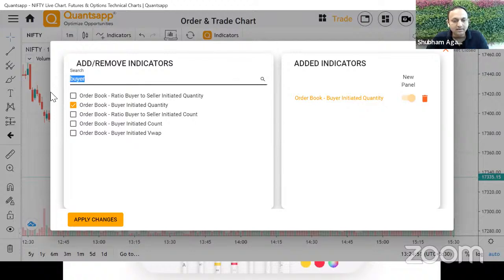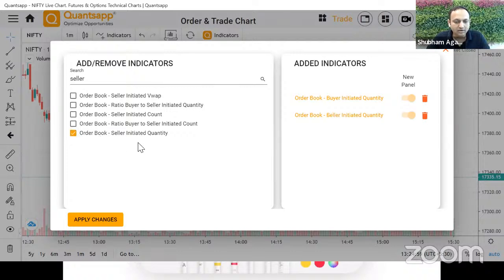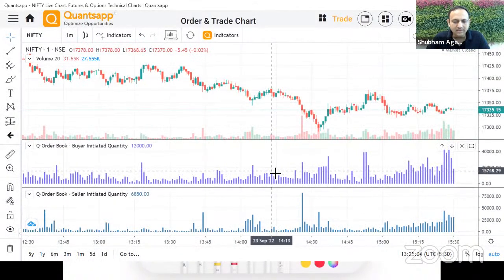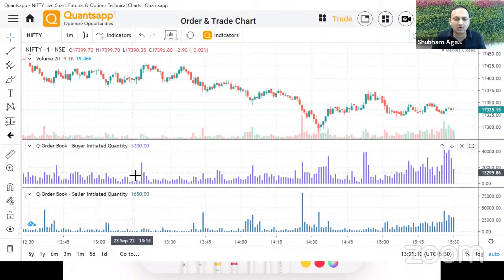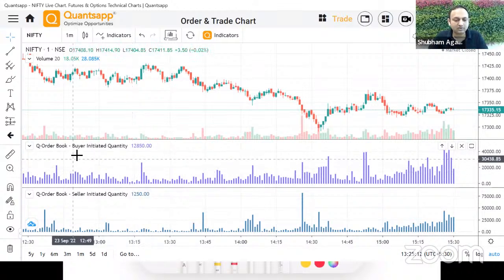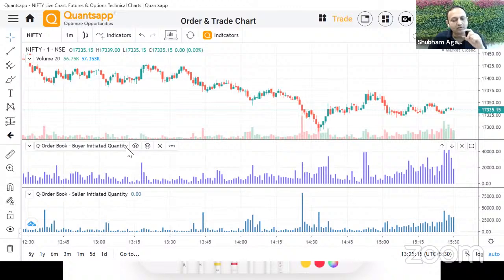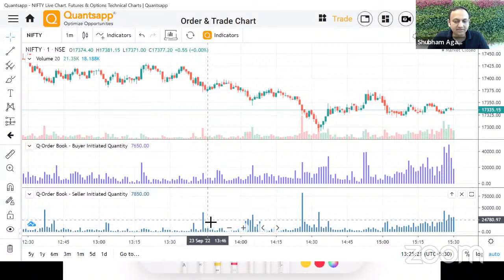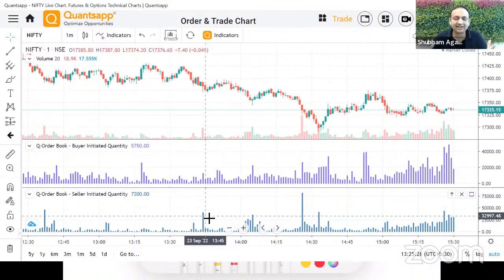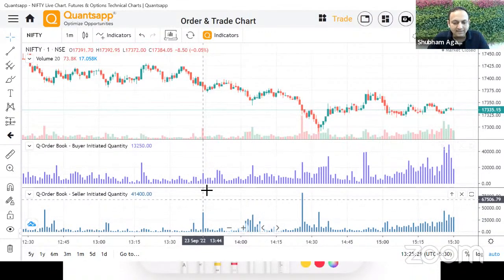So that is selected. And I'll say order book seller initiated quantity, which is this one. I'm selecting the order book seller initiated quantity, and I'll just apply the changes. Okay, so if you see, this is not the raw volume. This is the quantity of orders. So buyer initiated trade basically means the quantity of orders that got executed at the ask price. And seller initiated quantity means how much quantity was executed at the bid price. So we can track this kind of in-depth data, and that's what we have plotted.